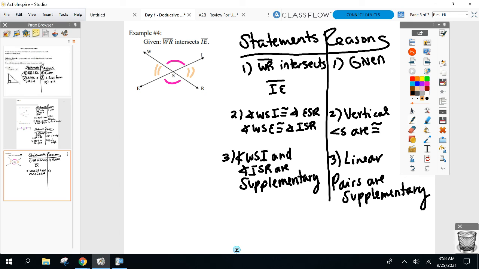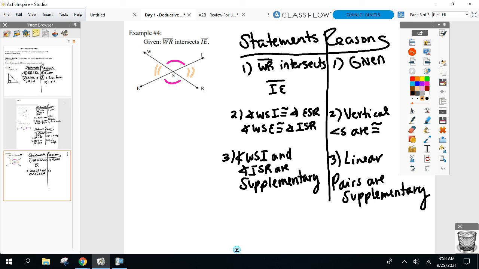Everyone see the given? H and M are supplementary angles. Does that mean they're both 90? No, do not assume that they're 90 because they're not. One's 100, the other's 80 degrees, all right? A lot of people write in their statements, H and M are right angles. You do not know that, okay? So just go off the fact that they're supplementary. What do you know then?